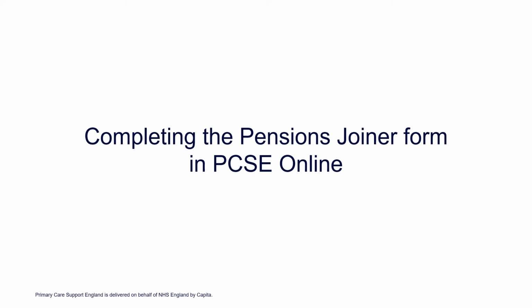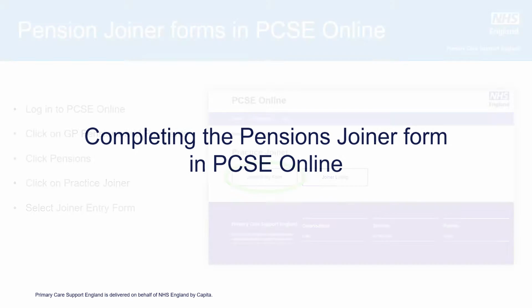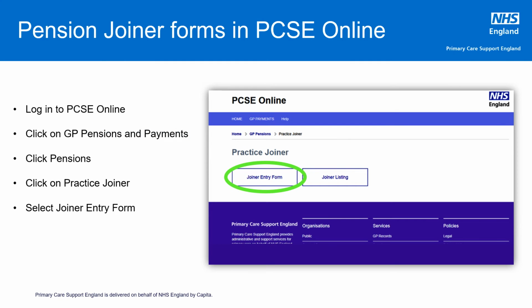I'll now go into detail about completing the pension joiner form in PCSE Online. In order to complete the joiner form in PCSE Online, you'll first need to log into your PCSE Online account, click on GP Pensions and Payments, click Pensions, click on Practice Joiner, and then select Joiner Entry Form.